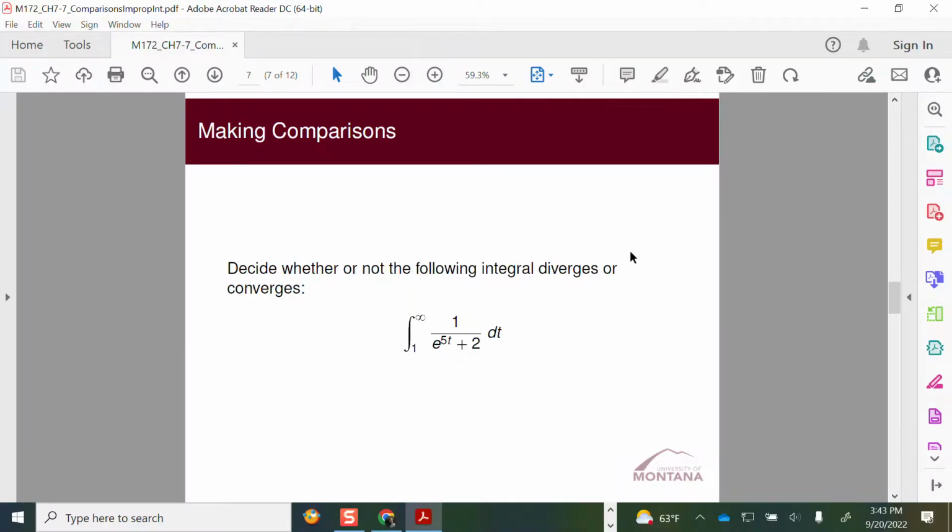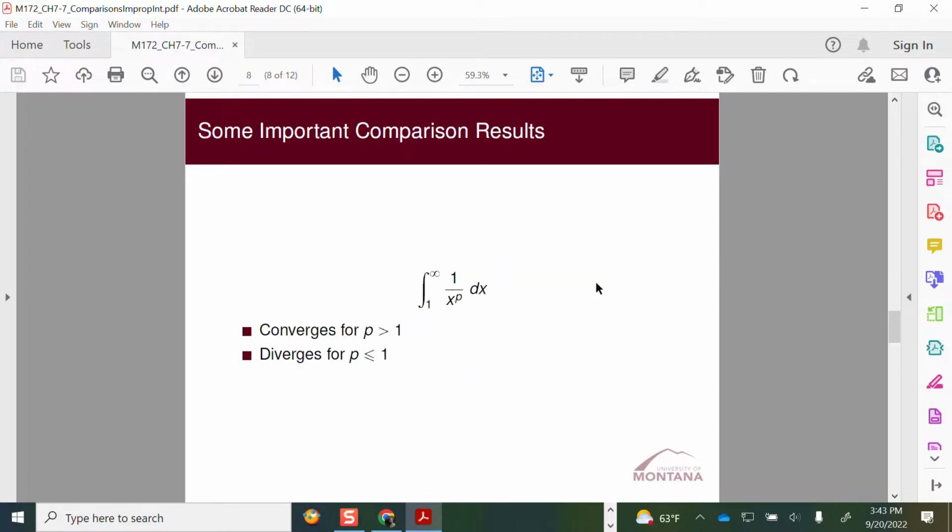So by now you're probably thinking, well, I've seen some patterns here. It seems like there are certain types of functions that seem to converge, and that's the next piece in this chapter. Your textbook gives you some important results that you can use for comparisons and you can rely on. I'd encourage you to have these on your cheat sheet for the test. But they should make sense to you.